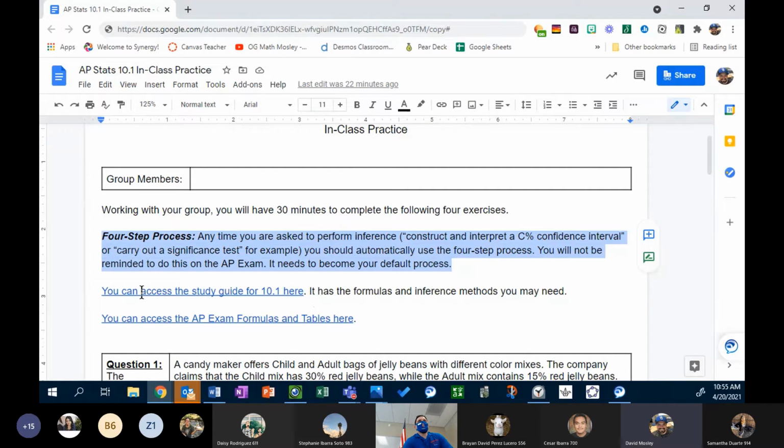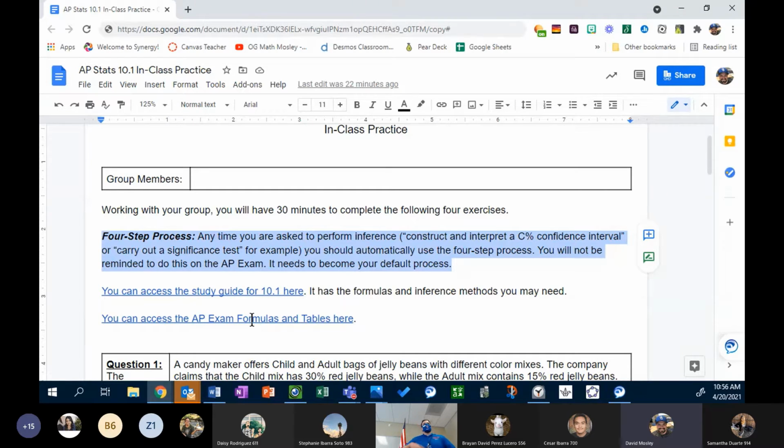Right here, we have a link to the study guide for section 10.1. This takes you back into Canvas. That's where the study guide lives. That's where I have it posted. It's a PDF. It has formulas and examples from section 10.1. So if you're trying to figure out how to use some of these things, that's a good go-to spot. And you can access the AP exam formulas and tables here.